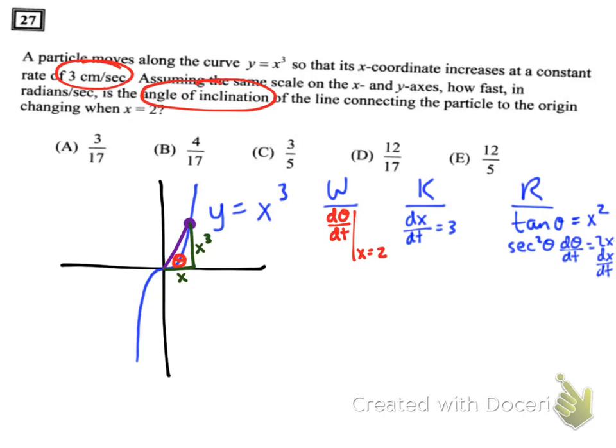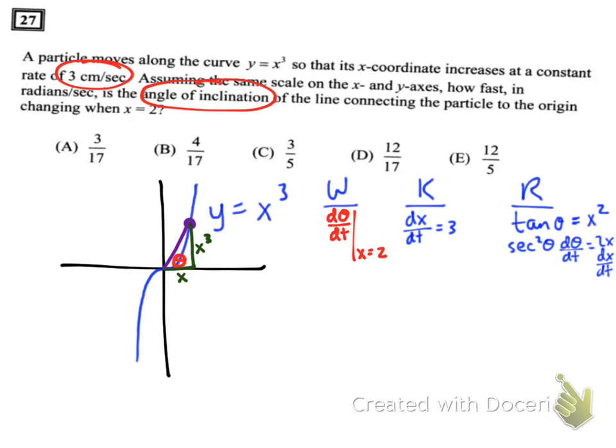You need to find an equation that relates theta to the x's, and so tangent of theta is opposite over adjacent, you know, SOH CAH TOA. If you look over here in the relate step, you see tangent of theta is x cubed over x, which is just x squared. Then I took the liberty of differentiating both sides with respect to t. Secant squared is the derivative of tangent, so secant squared of theta times d theta/dt equals the derivative of x squared, which is 2x dx/dt.